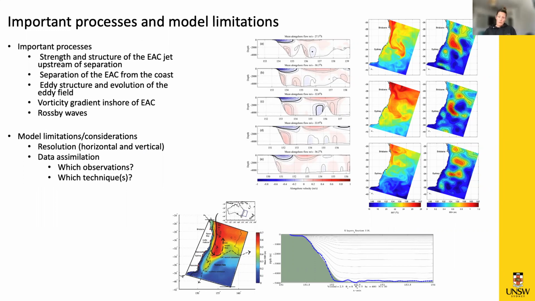And in terms of developing models, some of the considerations include horizontal and vertical resolution and data assimilation, particularly the assimilation of observations that provide us with information about these processes and effective data assimilation techniques that allow this information to effectively inform the models and therefore improve prediction.